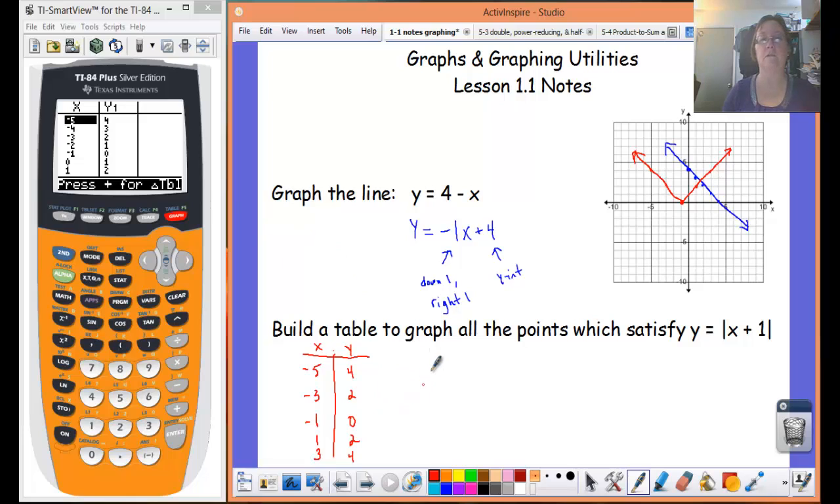Again, to set up a table, it is second and window, and that's the table set function.